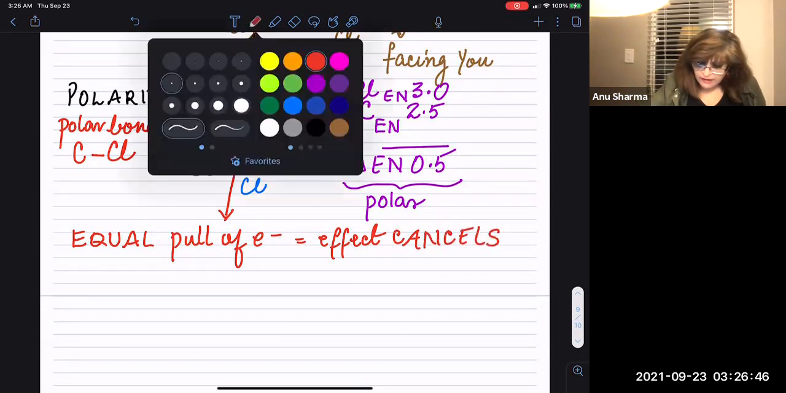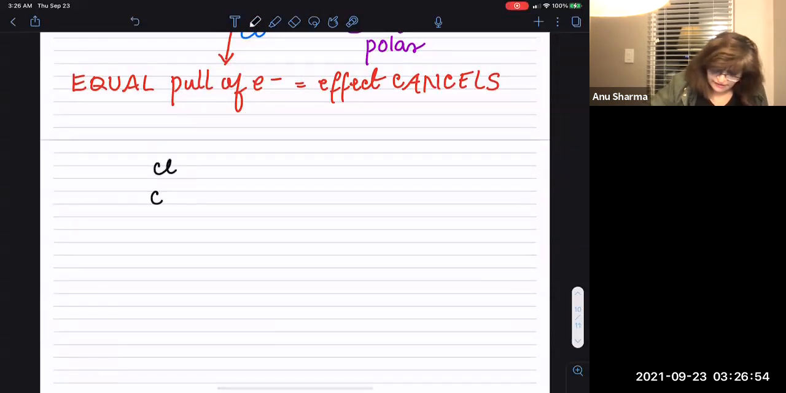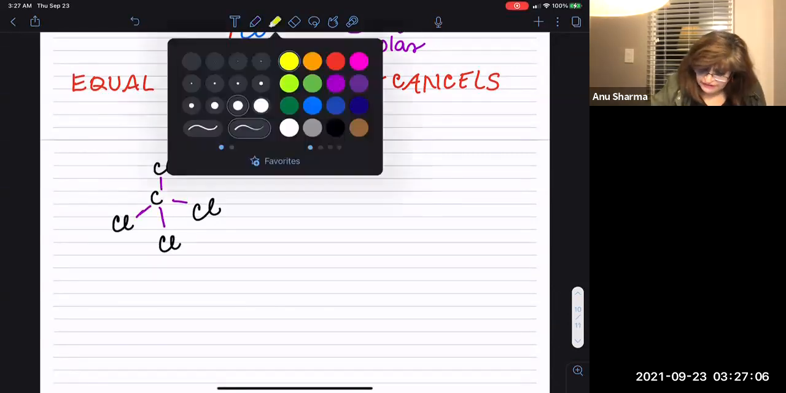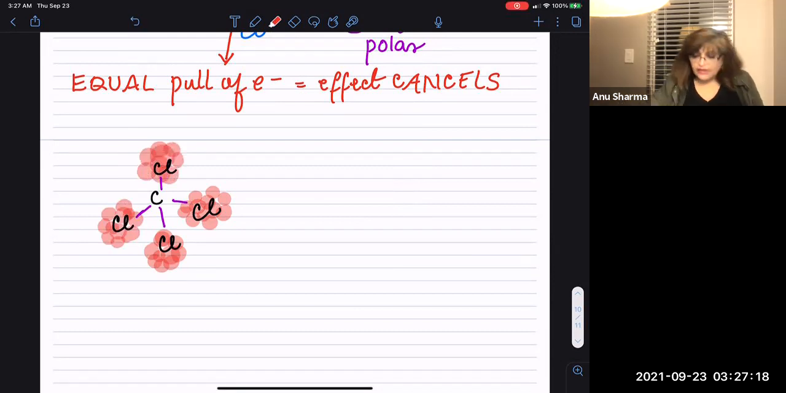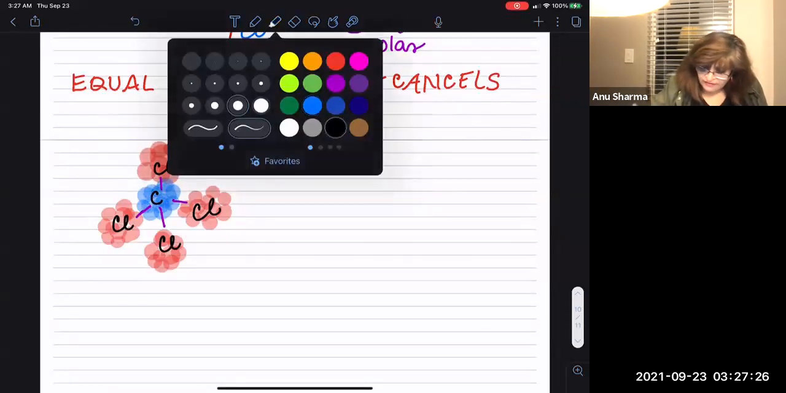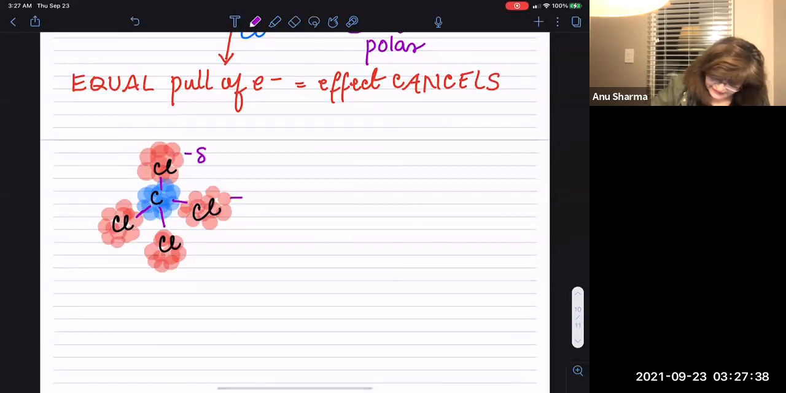Okay, so this is how the molecule will eventually look. So here's this carbon, here's this chlorine, and these are the bonds. This is bonded. And we are going to see the electrons spending more time towards chlorine. This guy, electrons spending more time here. And as a result, less time towards carbon. This is delta negative because of that. This is delta negative. That's delta positive.